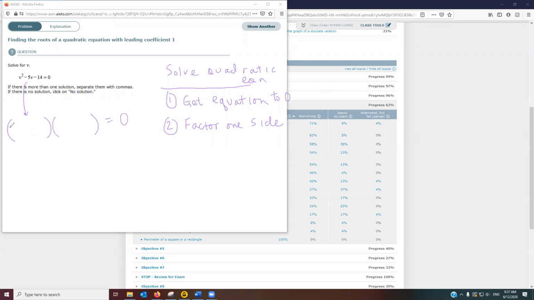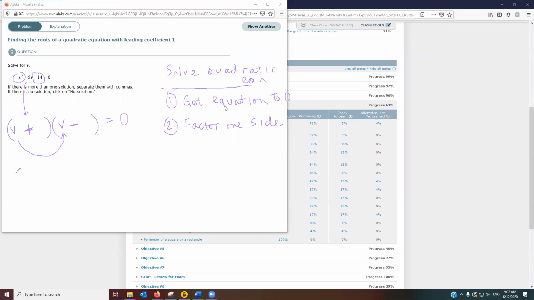I'm going to put a v and a v in front so that when I multiply these back, it gets me back to the v squared part. Now I'm noticing this constant in the back is a negative number. Anytime you have a negative number as the constant, you know the signs are going to be different. One sign is going to be plus, one sign is going to be minus.